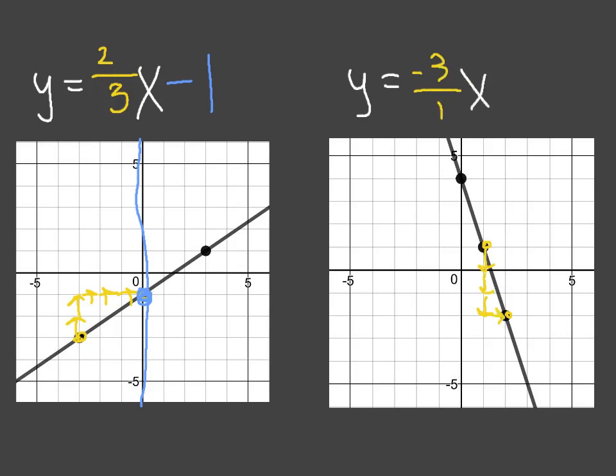Behind my slope, I always need my x, and then I need my y-intercept. So looking at my y-axis, where does my line and the y-axis cross? Well, that is at +4, so I need to put +4.